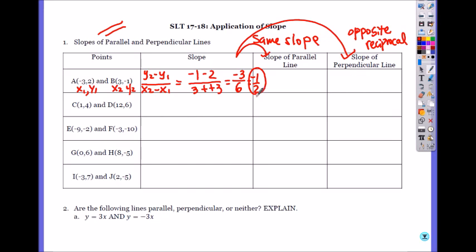So if the line has the same slope, or the line is parallel to this line, what kind of slope would they have? Same slope. If it's perpendicular, you have to find its opposite, which means if it's negative, now it's positive. 1/2, when you flip top and bottom, it becomes 2/1, which we just write as 2.